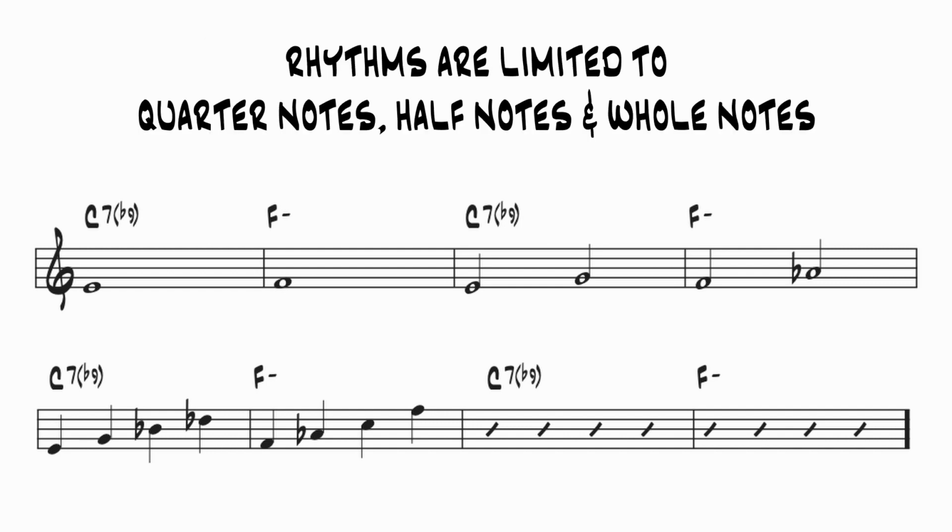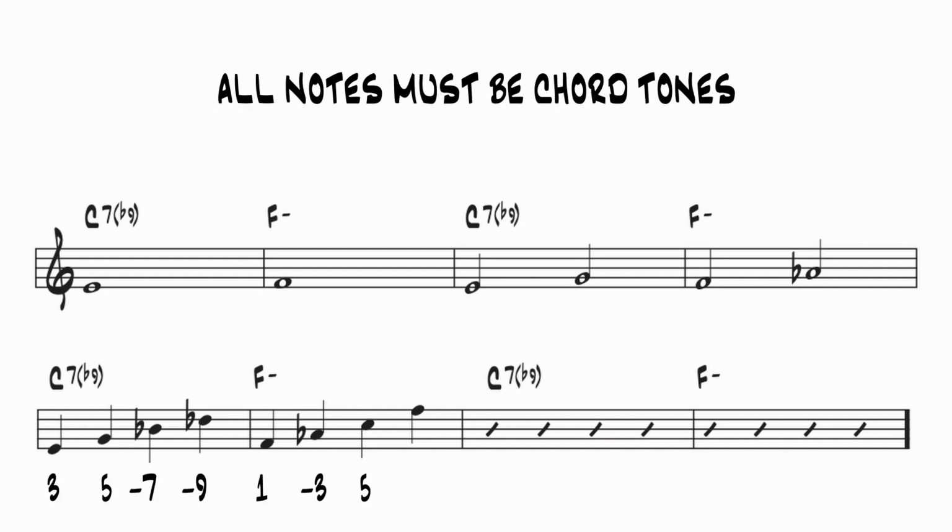The rules are simple. Rhythmically, you're limited to quarter notes, half notes, and whole notes. Harmonically, you're limited to the chord tones, 4 of them on the 5 chord and 3 of them on the 1 chord. You can repeat notes and you can take rests as long as you stay inside these guidelines.